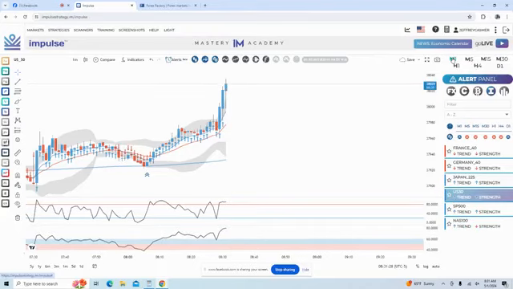So this is the emotions that can go into trading when people are like, okay, I got to move inside. I got to move it. Oh, my God, I got to move it. Okay.